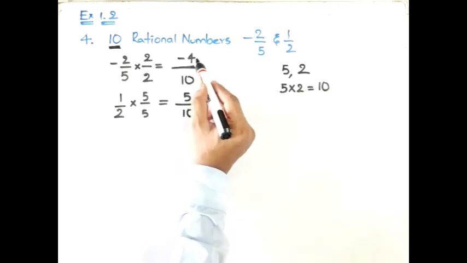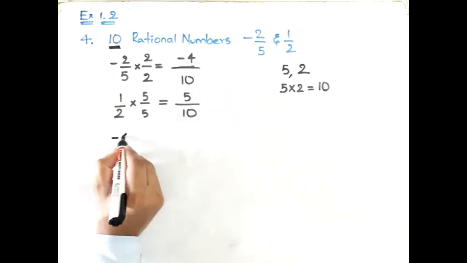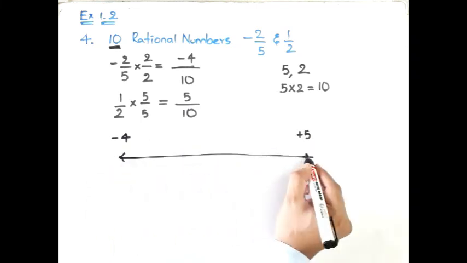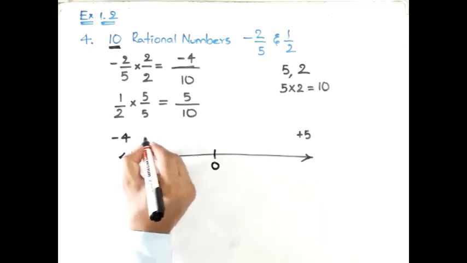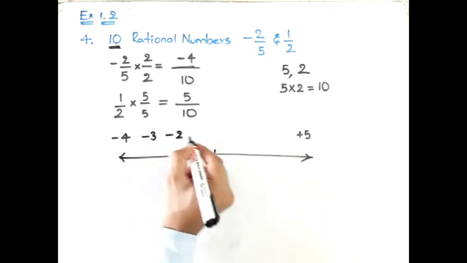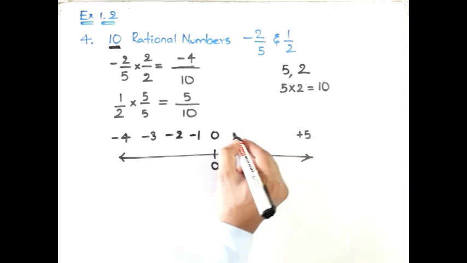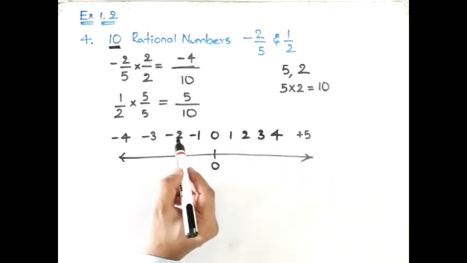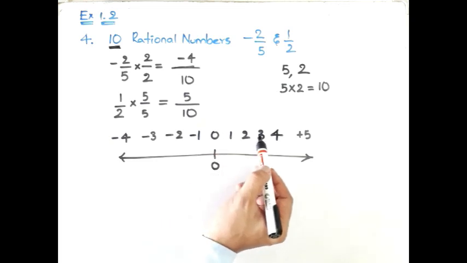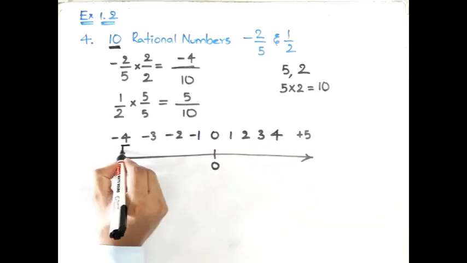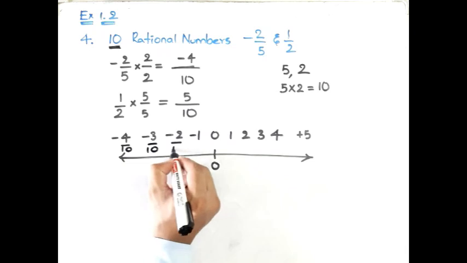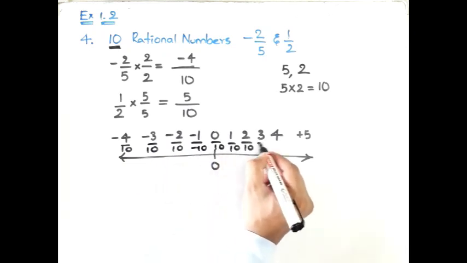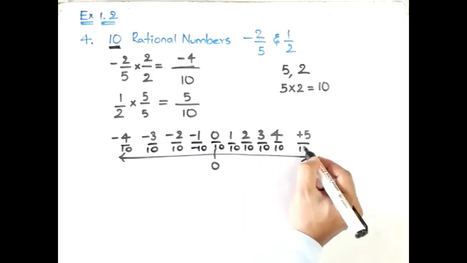Now check: minus 4 by 10 and plus 5 by 10. If we take the number line like this, between minus 4 and plus 5, what will you have? Minus 3, minus 2, minus 1, this 0, 1, 2, 3, 4. Look, 1, 2, 3, 4, 5, 6, 7, 8. That means if we write like this, 0 by 10, 1 by 10, 2 by 10, 3 by 10, 4 by 10 and plus 5 by 10.